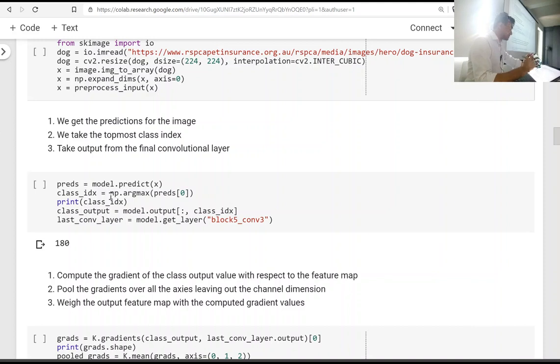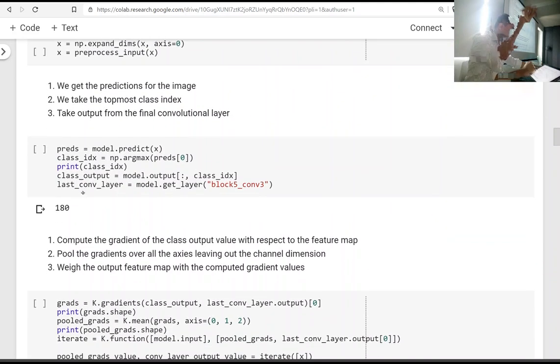We are expanding the dimension because Keras takes input that way. That's the idea. This is API dependent. This is what Keras requires. Now we're going to print the class. It's printing 180. Right? In ImageNet we have 1000 classes, and it's predicting the number 180. If you want to know what number 180 is, you have to write separate code for that.